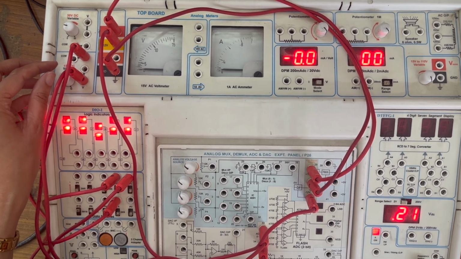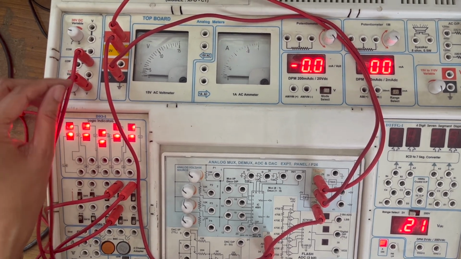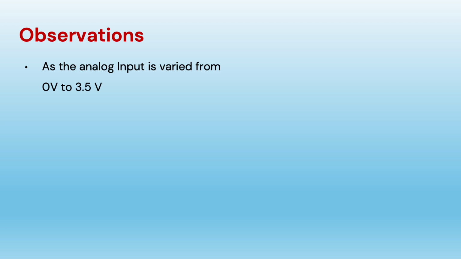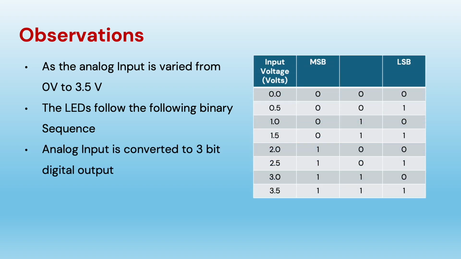This is how this flash converter works. In the experiment, the analog input is varied from 0 volts to 3.5 volts, and LEDs follow the binary sequence which is given in this table. You can observe here input voltage is varied from 0.0 to 3.5 volts, and corresponding to the input given, the LEDs switch on and off and represent the binary number.